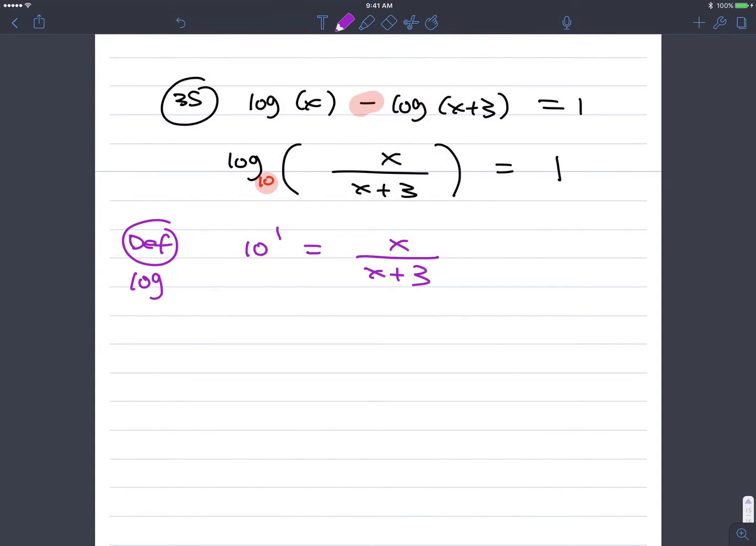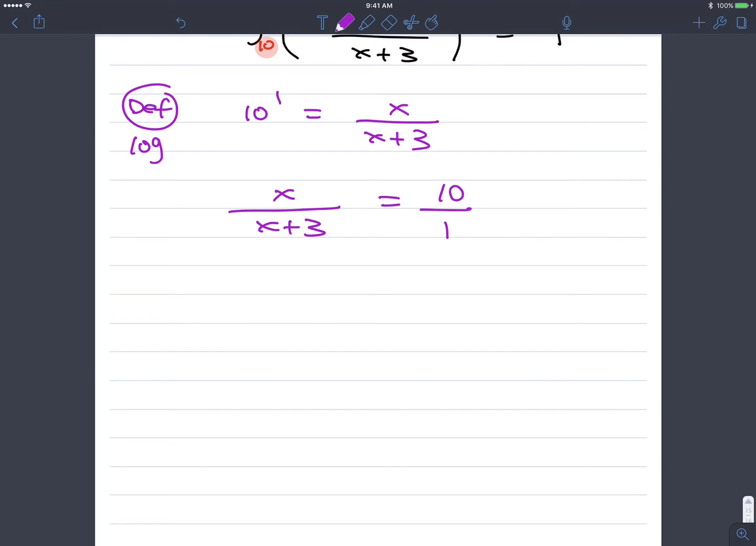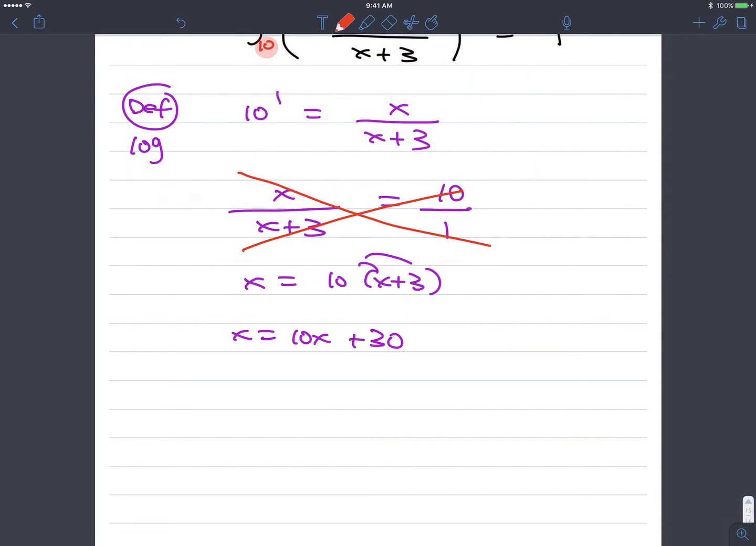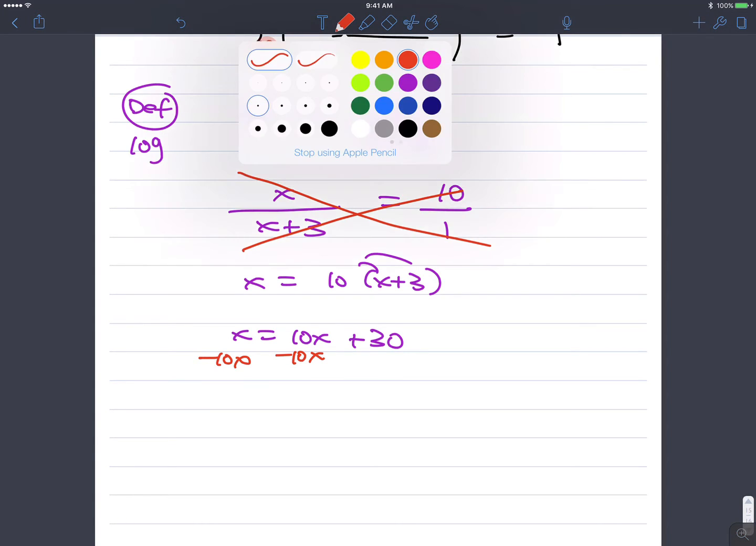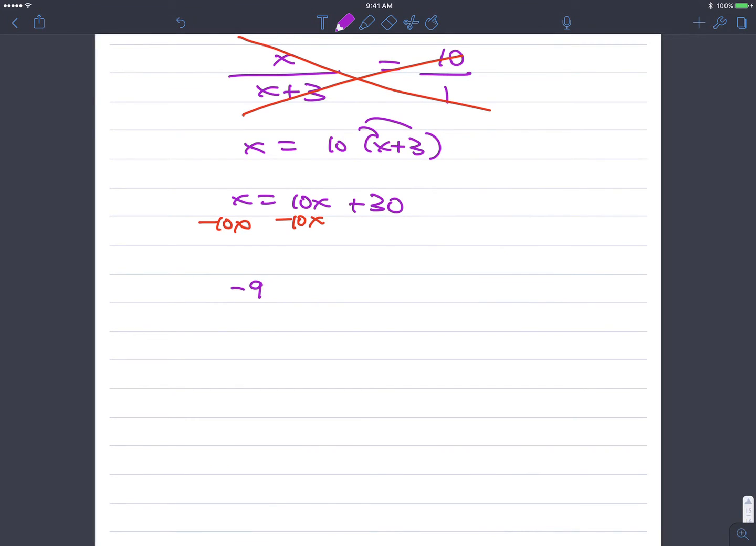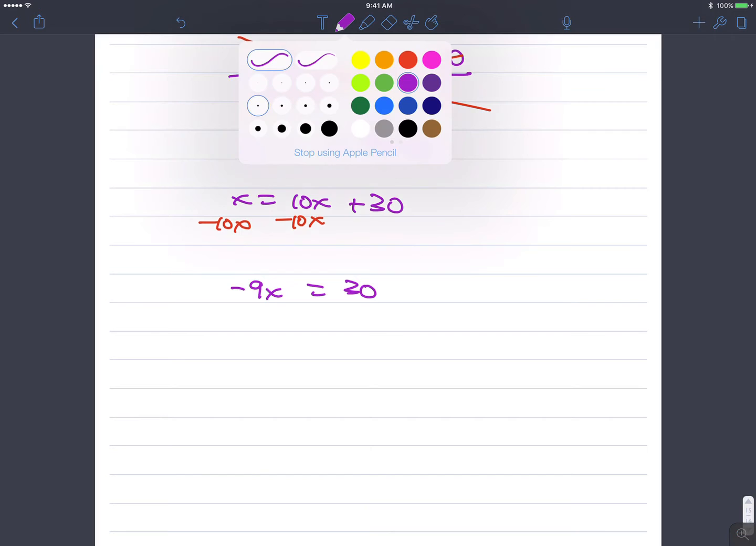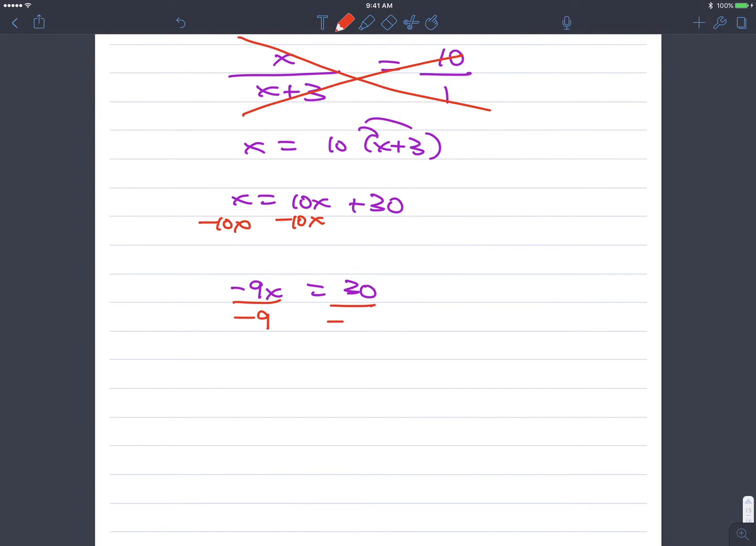Let's do the algebra now. The algebra here is x over x plus 3 is 10. We can say 10 over 1, and we can consider this as a proportion, equal ratios. And again, we cross multiply if you want to do it that way. And x times 1 is just x, then I get 10 times x plus 3. And I get to distribute. Let's solve this for x. X is on opposite sides. I get x minus 10x, negative 9x, is 30. If I divide both sides by negative 9, this cancels, and you get x is negative 30 over 9.